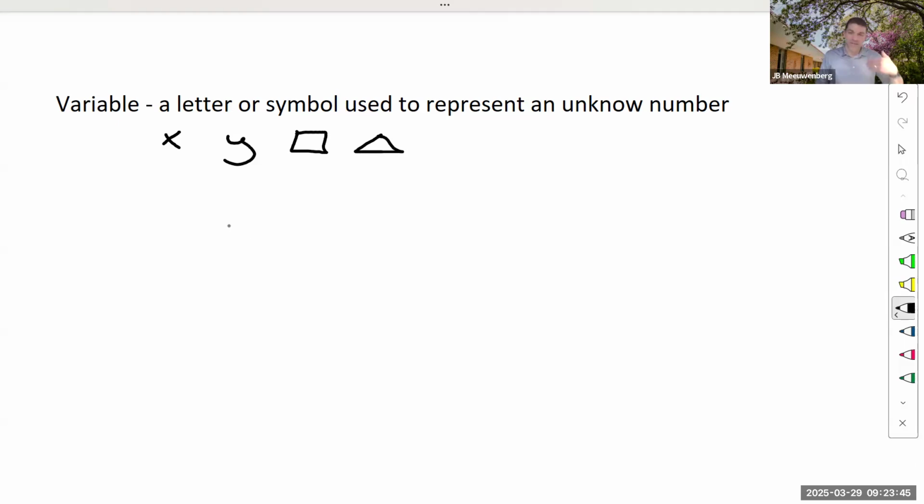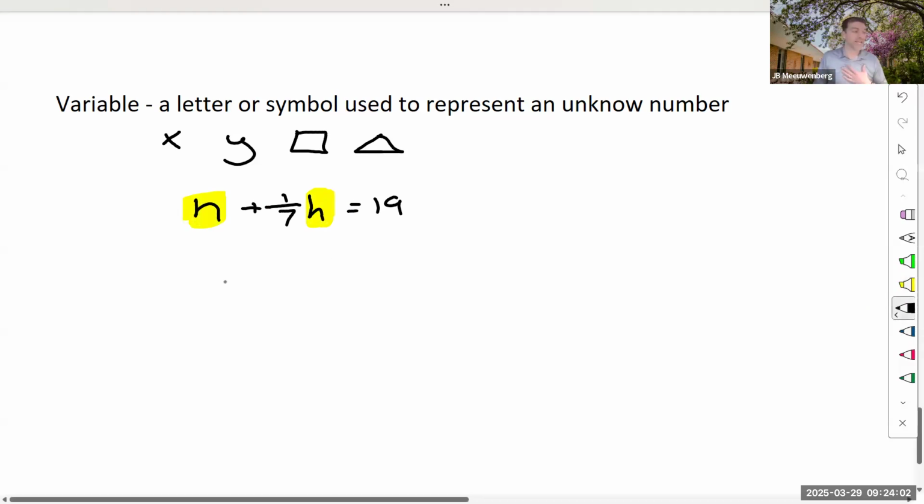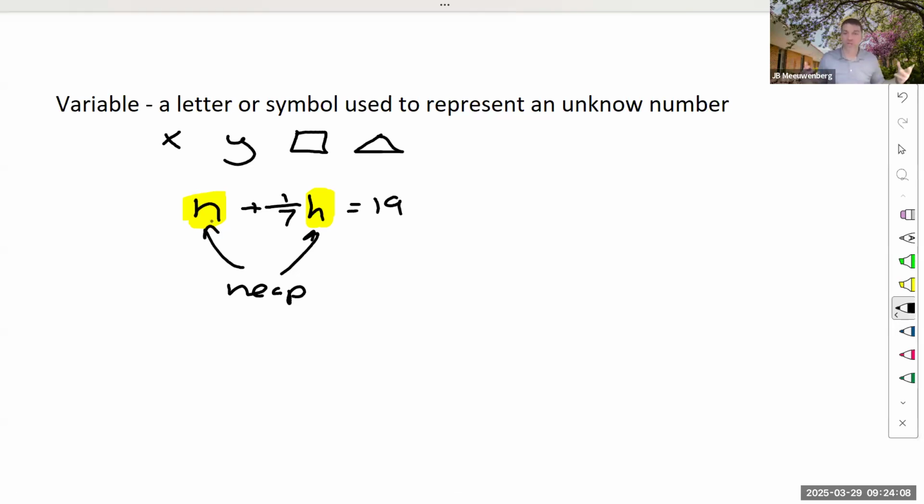And so again, that problem we saw earlier with the heap said h plus 1/7 h is equal to 19. In that case, we're using h as our variable. It's the unknown thing because it asks what is the heap. And so h is representing the value of the heap. In elementary schools, to represent an equation, we might say a square plus 7 is equal to 12, and then ask what is the value of the square? Again, it's a little less intimidating.